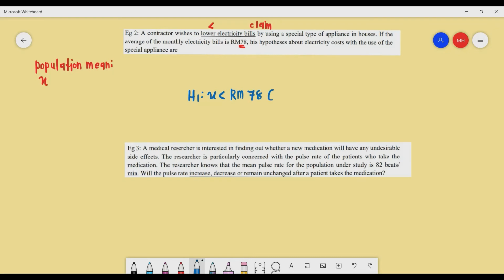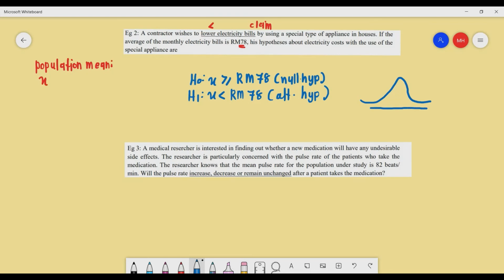This one is what we call the alternative hypothesis or claim hypothesis. Therefore, the null hypothesis must be opposed to it, which is mu greater than or equal to RM 78. This one is what you call the null hypothesis, the statement that invalidates the claim. Okay, so based on the alternative hypothesis here, we look at the symbol. Okay, we know that this test is a left tail test. So this is the area.